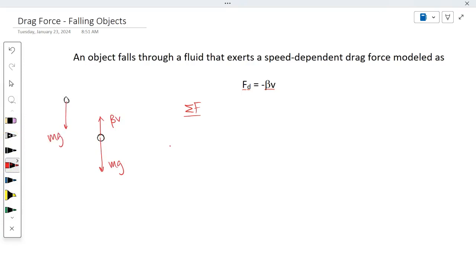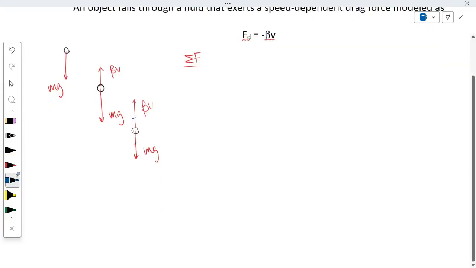here's what we get. Velocity is 0, drag force is 0. Later, as this thing speeds up, drag force gets bigger. Later, we get to this case where here's mg and here's drag force. We get to a case where these things get to be equal and opposite. And, well, that velocity we call v terminal.